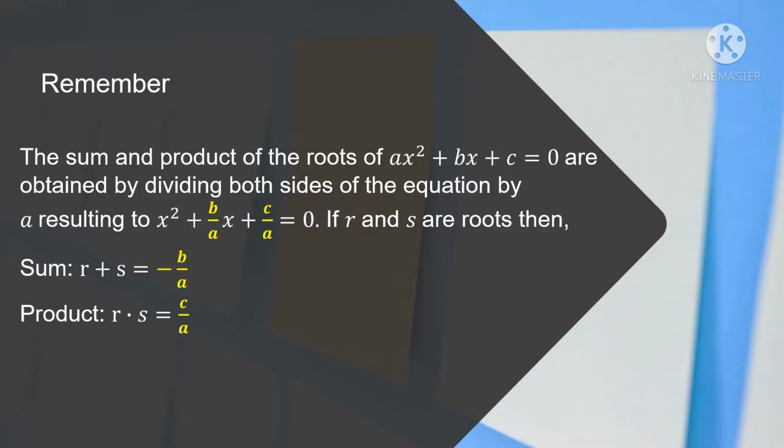We have to remember that the sum and product of the roots of ax squared plus bx plus c equals 0 are obtained by dividing both sides of the equation by a, resulting in x squared plus b over a of x plus c over a equals 0. If r and s are roots, then the sum is r plus s equals negative b over a, while the product r times s equals c over a.